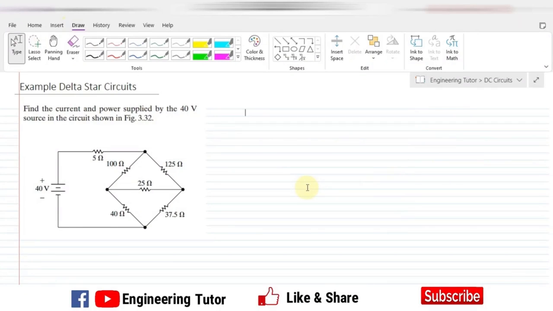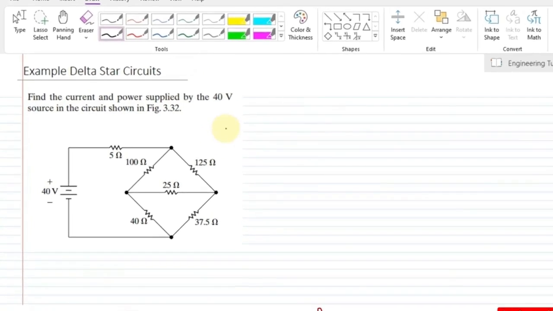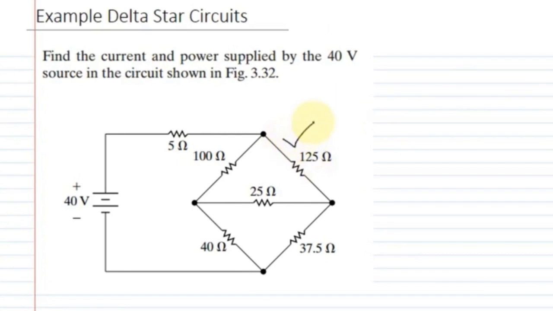So this is our lecture on delta star circuits, on how to solve or find the required quantities in a circuit which is neither in series nor in parallel configuration. This is one of those configurations, because here you can see that the 100 ohm and 125 ohm resistors are neither in series nor in parallel, because the two ends are neither connected to each other nor in series with each other.